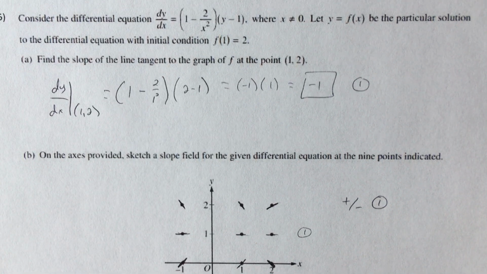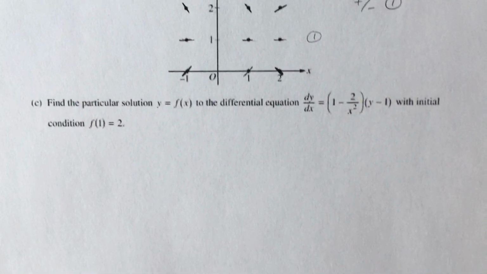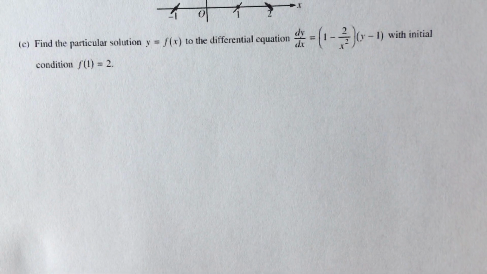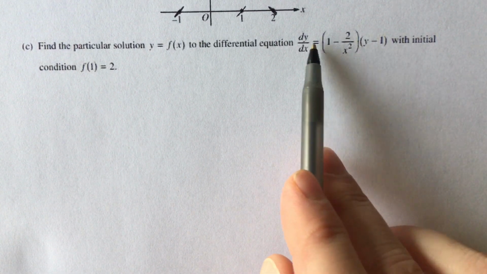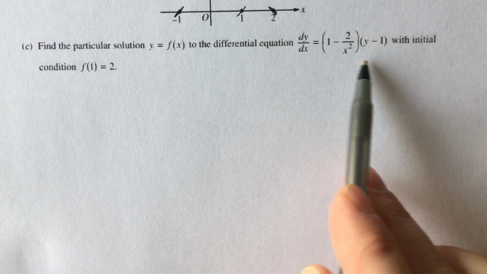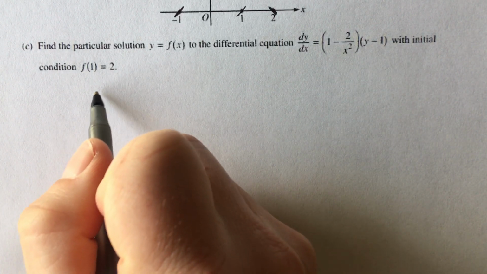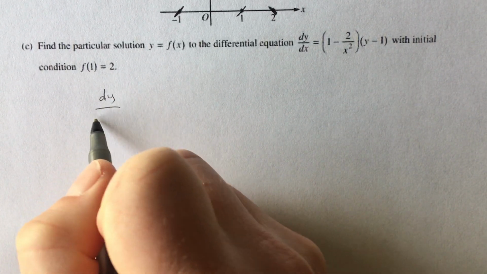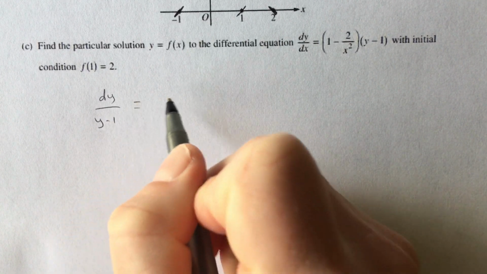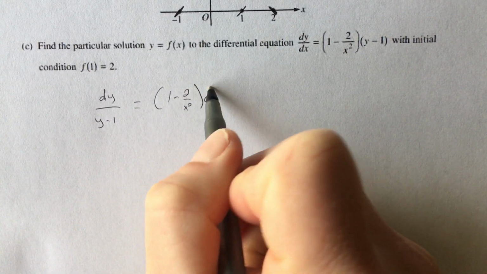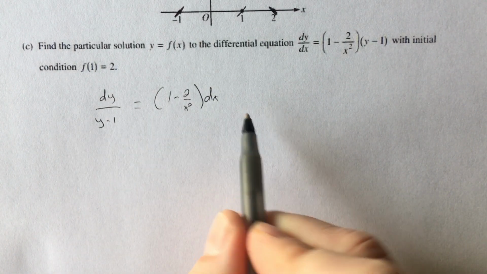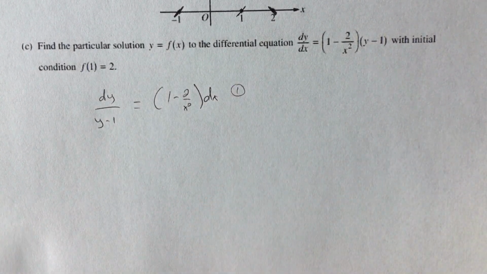So then that brings us to finding the particular solution through here. And this is what we've been working on quite a bit the last day or two. We want to bring the dx over and divide by the y minus 1. So you should have dy over y minus 1 equals 1 minus 2 over x squared times dx. If you separated that correctly, give yourself a point.